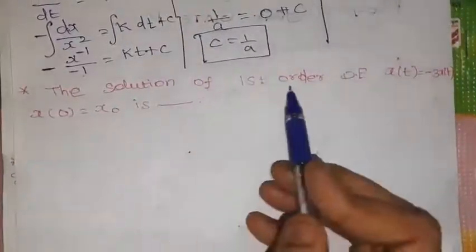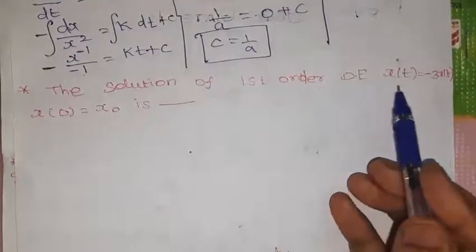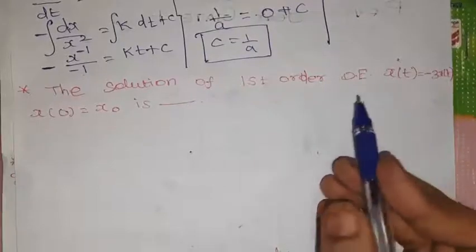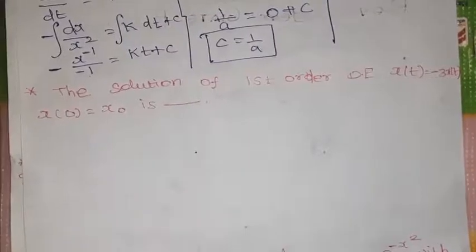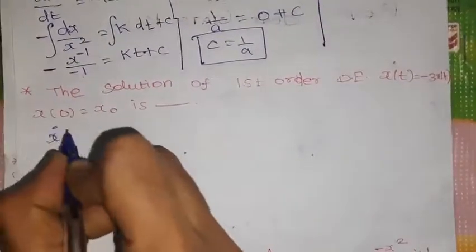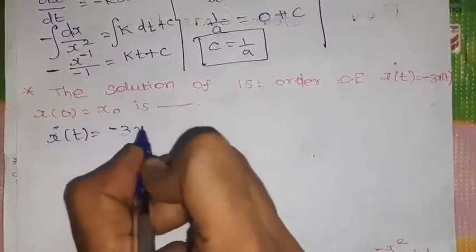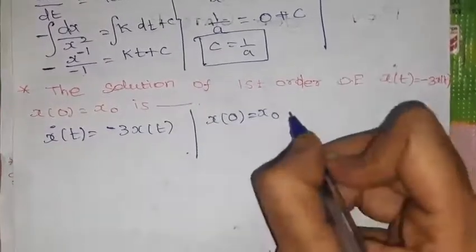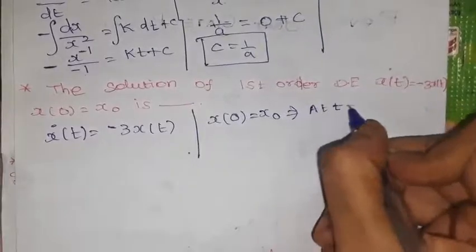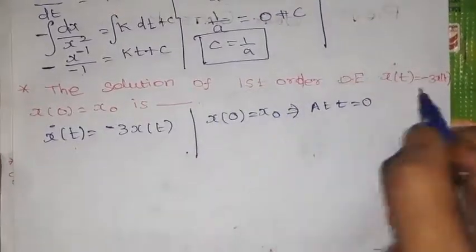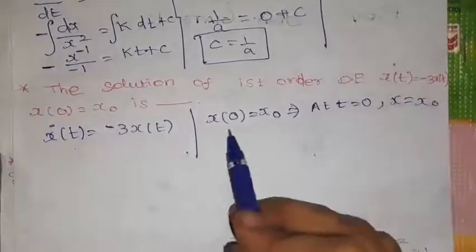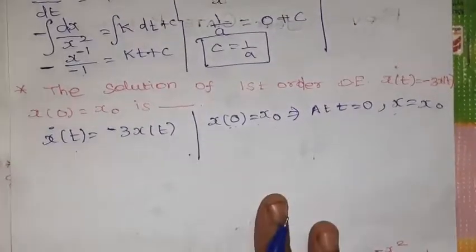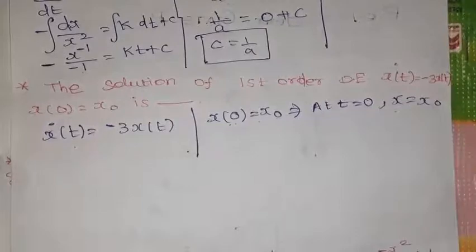The solution of the first order differential equation ẋ(t) = -3x(t), given x(0) = x₀. We see what is given: ẋ(t) is nothing but -3x. The condition x(0) = x₀ means that at t = 0, x = x₀. First we need to find the solution and apply the conditions in that solution.